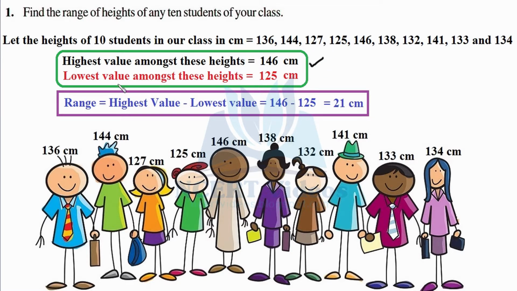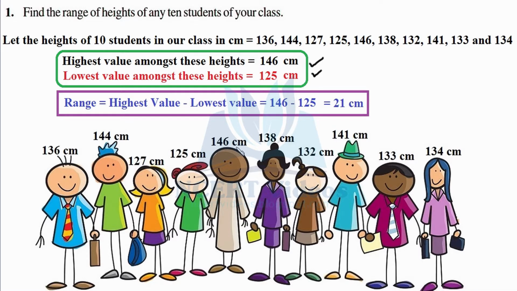Now the lowest value amongst these heights is 136, 144. This is lowest so far. 127 is lowest. 125 is lower. So lowest is 125 centimeter. So where is 125 centimeter? This is 125 centimeter. The highest is 146. Here is highest. So the range would be highest value minus lowest value.